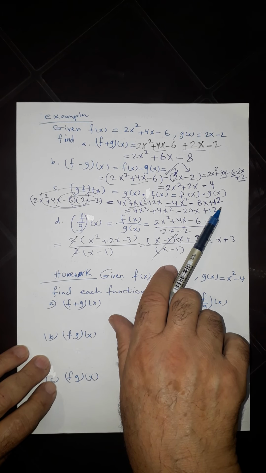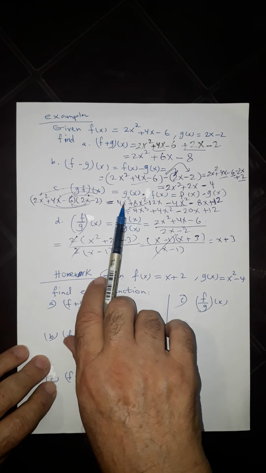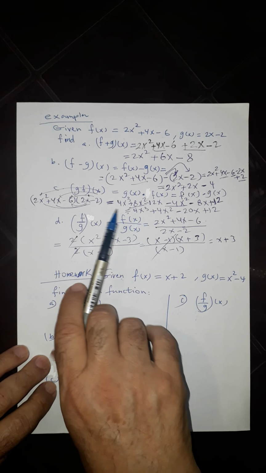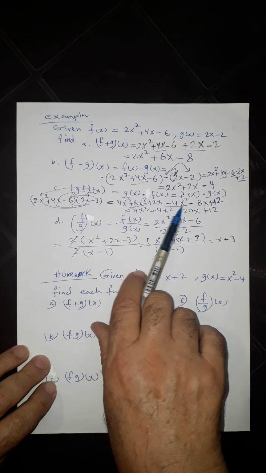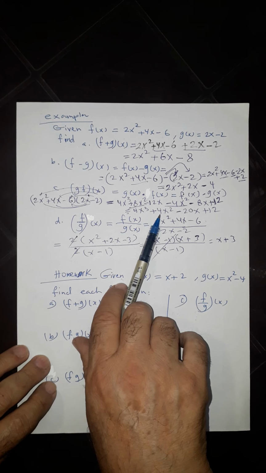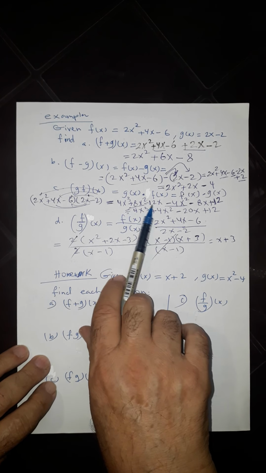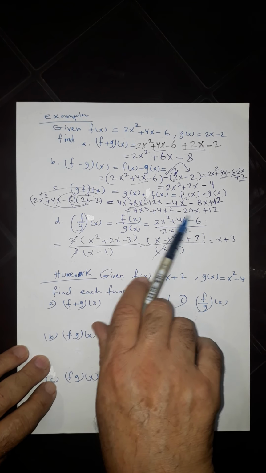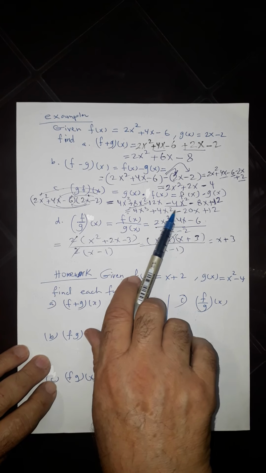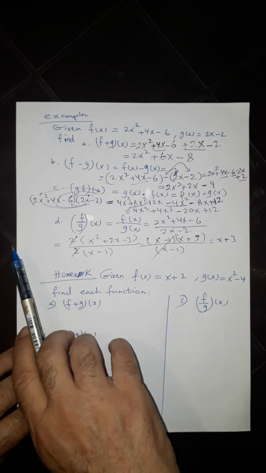And then you combine like terms. 4x cubed, you put it alone. Then 8x squared minus 4x squared equals 4x squared, minus 12x minus 8x is minus 20x. And then here we have just plus 12.